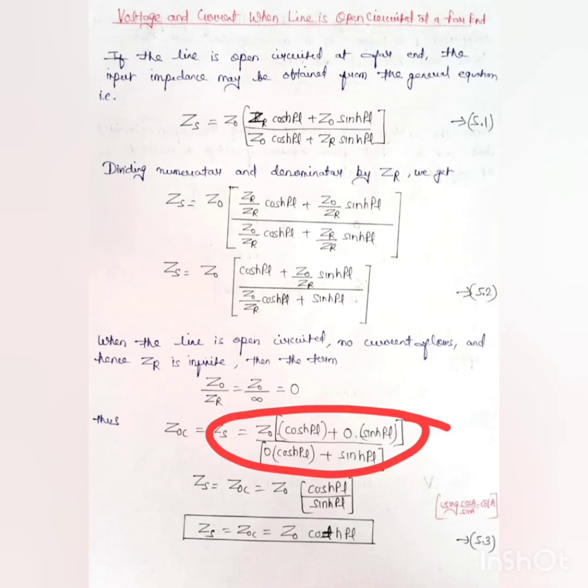Then after solving, we take out Z of S equals Z OC, which represents the open circuit impedance. Obviously it comes out as cos hyperbolic PL upon sine hyperbolic PL, which is nothing but a cot hyperbolic PL. This is the expression for input impedance at open circuit: Z naught cot hyperbolic PL.